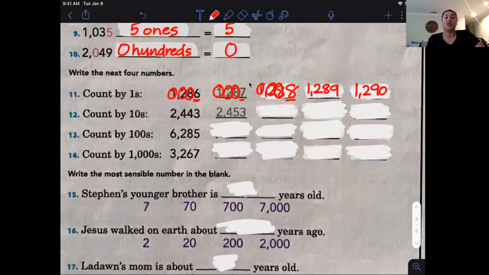All right, we're going to start with 2,443. Then we're going to change it to the next 10. 2,453, 2,463, 2,473, 2,483. Good job. Did you notice that the only number that changed was the number in the tens room? And it's going up because we're counting by 10, counting up.